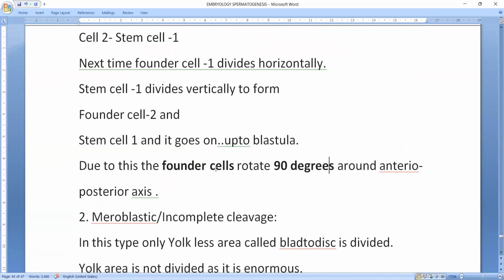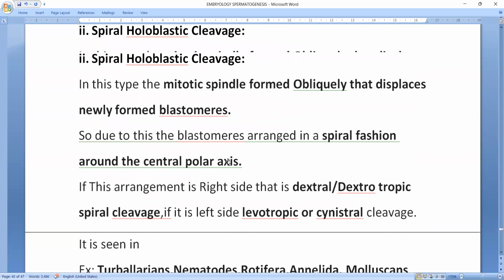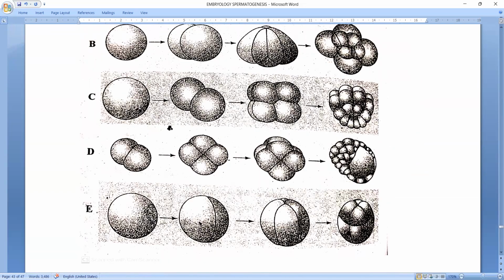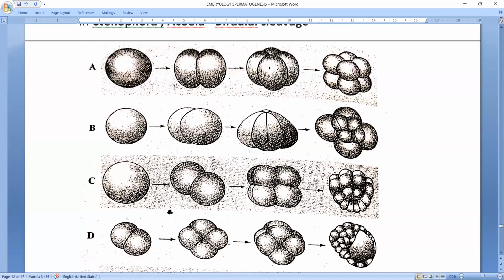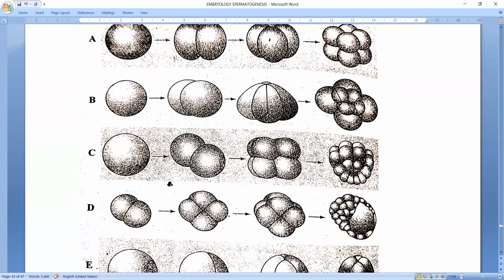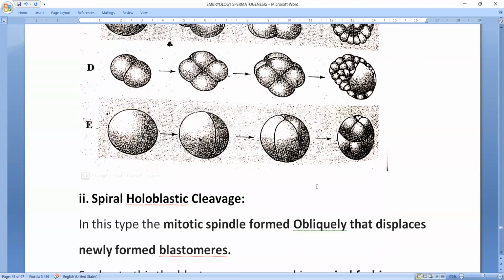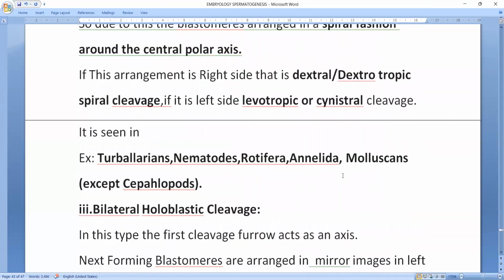Okay, so that is about the, so this is radial, and this is also, sorry, this is spiral, and this is bilateral, and this is rotational. What is this? This is biradial. This is biradial type of cleavage.